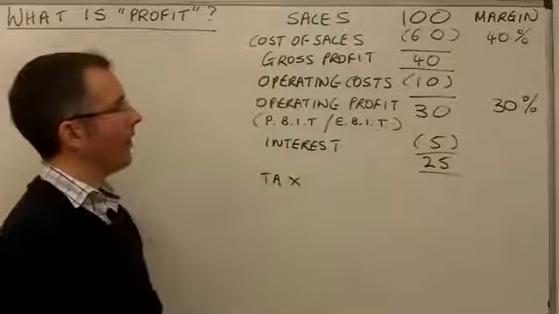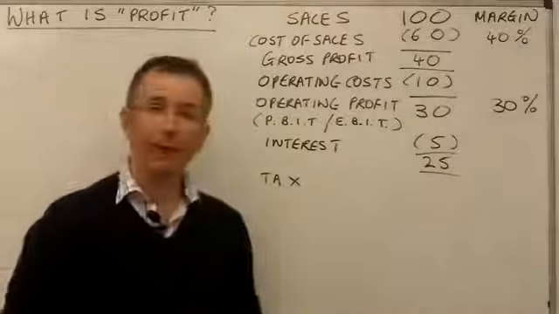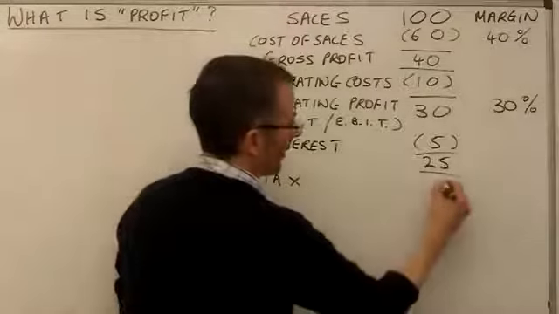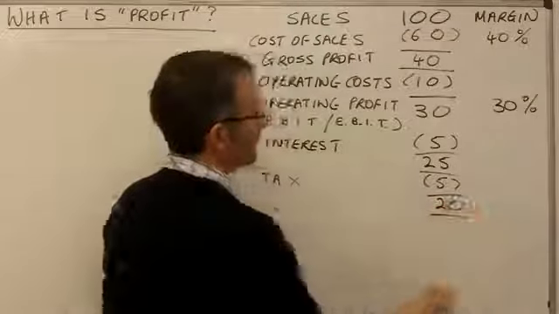Companies pay tax on their profits. The rate varies depending on how big they are. Small companies pay a little bit less than large ones, obviously, and that could account for, let's say, another 5 of those profits, bringing us down to, let's say, 20.